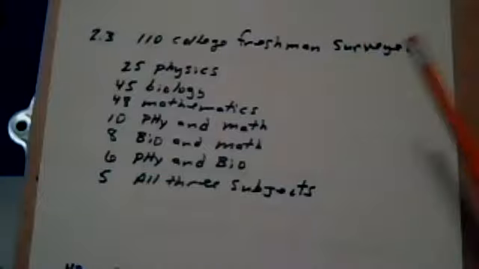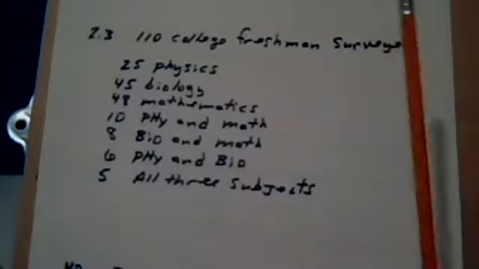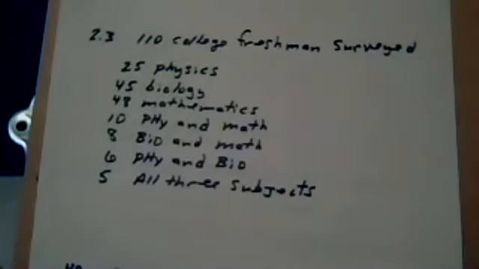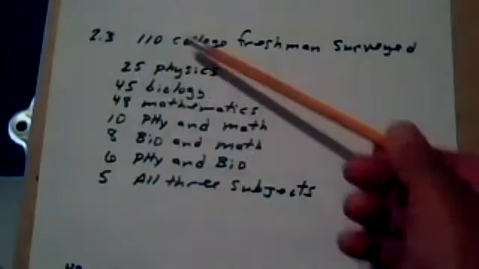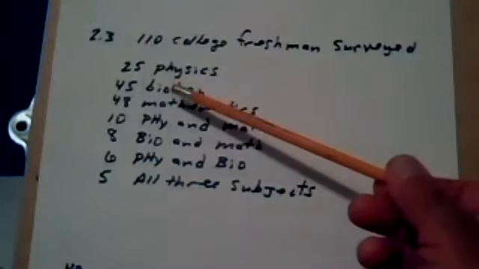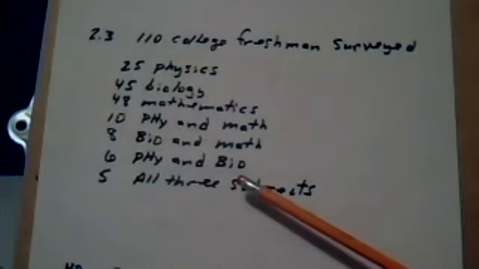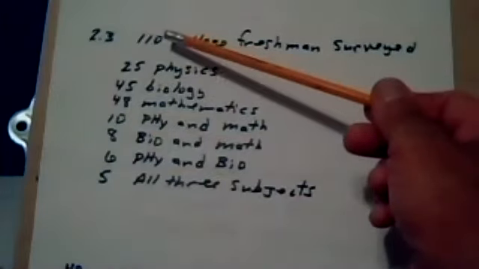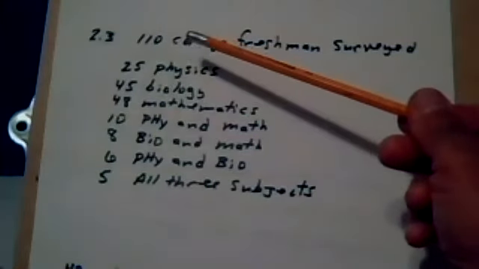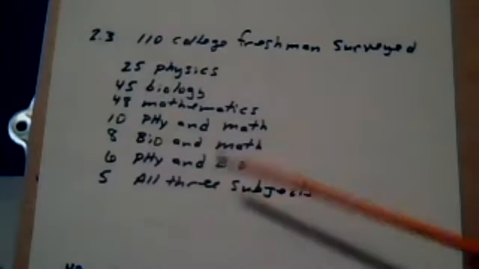This is a problem we're going to work. Suppose there were 110 college freshmen surveyed, and they were asked what they were taking. And here are the responses. These numbers are what they're taking. There's 25 out of the 110 taking physics, 45 out of the 110 taking biology, and so forth. Notice at the very end, we have 5 are all 3 subjects. So there's 5 people from the 110 that are taking all 3 subjects, physics, biology, and mathematics. Hold on to that number. We're going to use it.